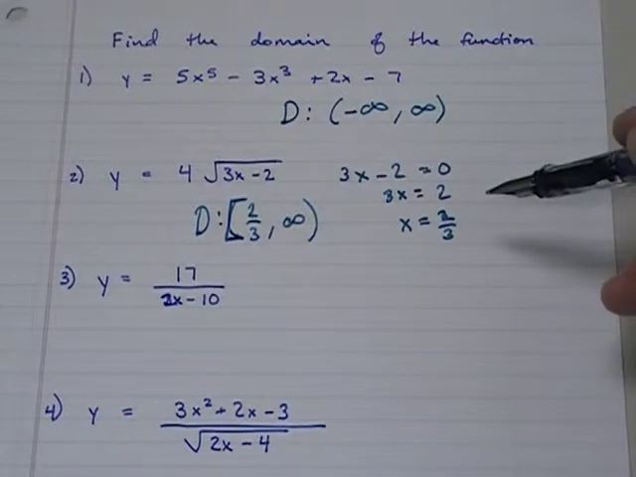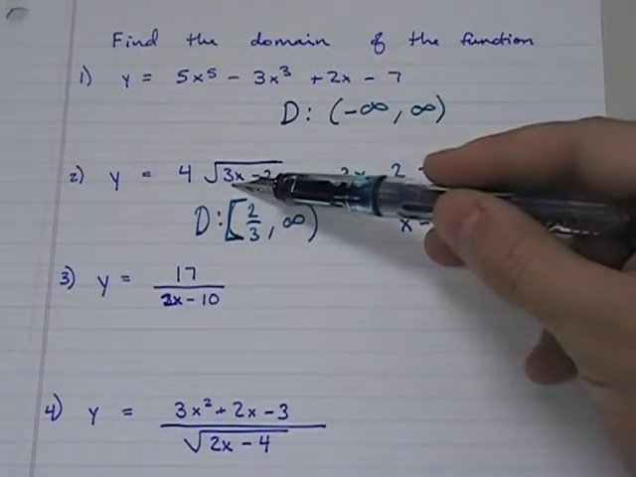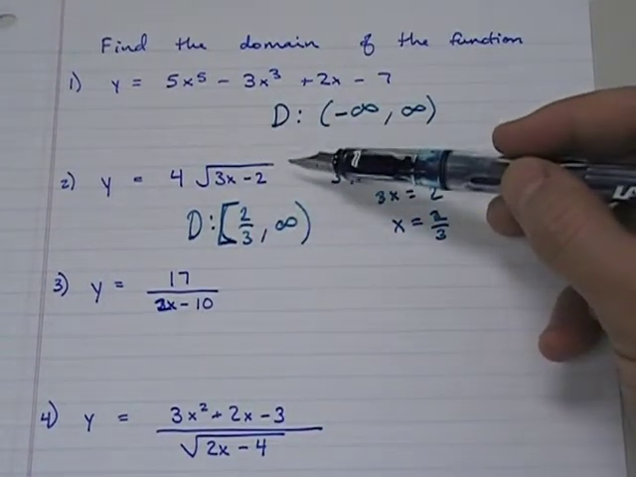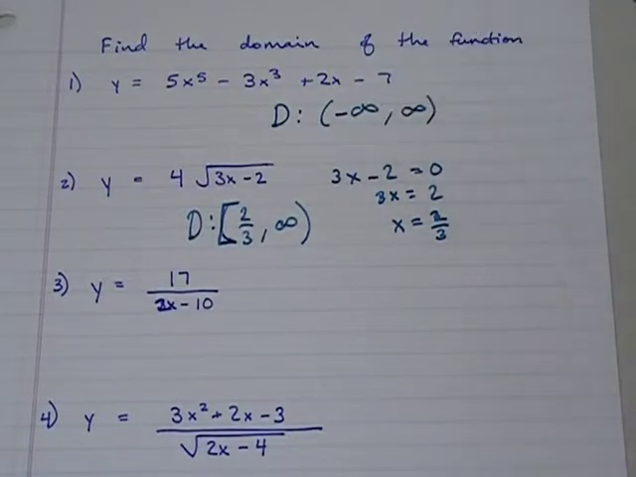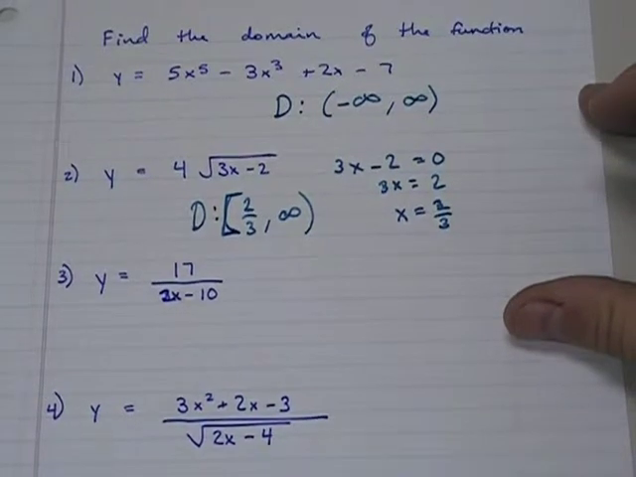In the example I use, a number less than 2/3 would be 0. So 3 times 0 is 0. 0 minus 2 is -2. What's the square root of -2? You can't take the square root of -2. Therefore, that can't be part of the domain. And any number smaller than that will also give you a negative number.